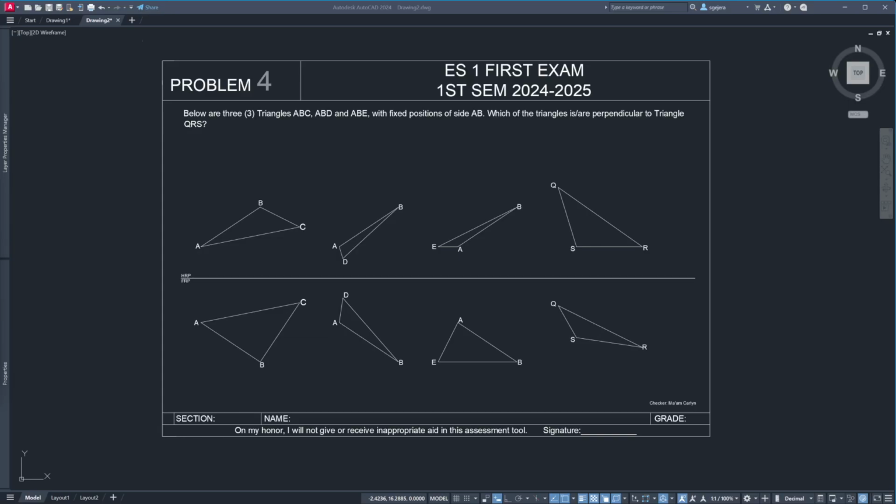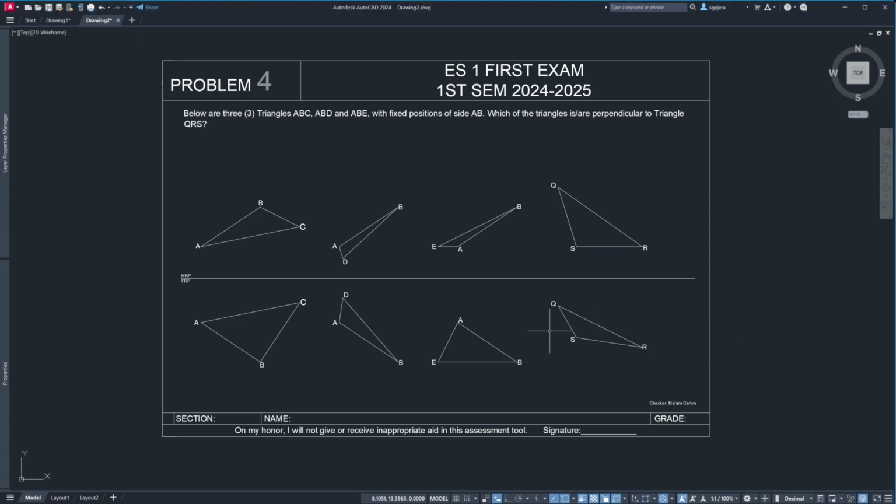So this is a review session, which is part of a lecture series for our midterm exam this coming Monday. For this particular video, we'll be solving a problem on perpendicularity. This is an old exam from the first sem of last year, last academic school year. So let's get into the problem.